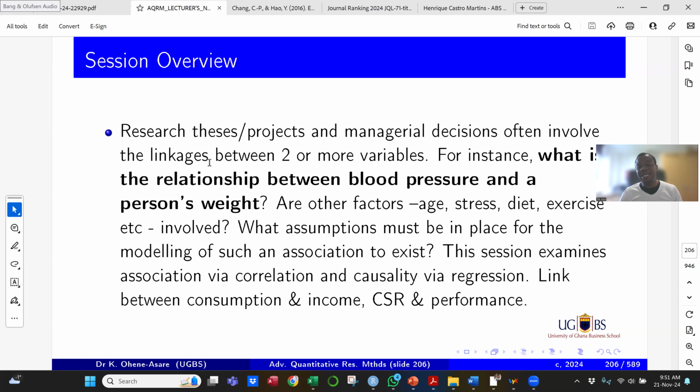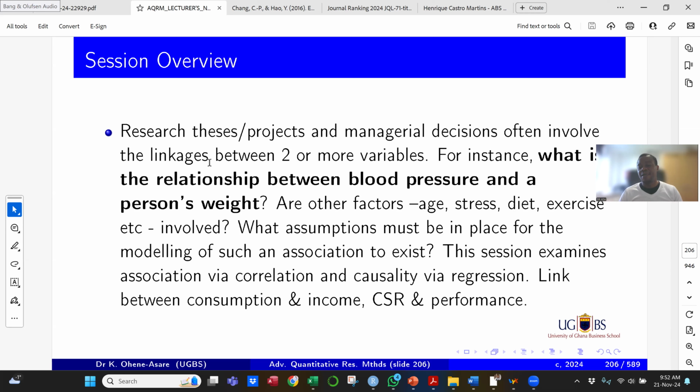You may think that a person has a bigger weight and that is what is increasing it, but behind the scenes, the age, the stress, the diet, the exercise, all of these are involved. What assumption must be in place before you can even assume that weight affects blood pressure? So the essence of this is to look at association, correlation, causality, regression.